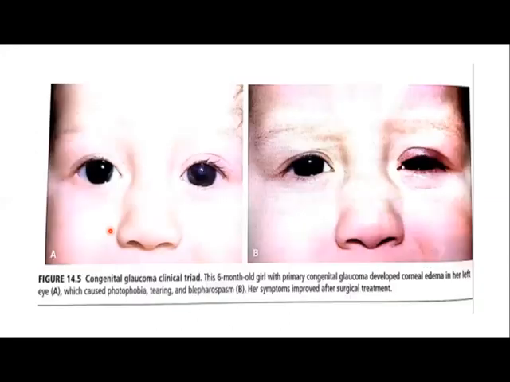Continue. Then the congenital glaucoma clinical triad. This picture shows a 6-month-old girl with primary congenital glaucoma who developed corneal edema in her left eye, which caused photophobia, tearing, and blepharospasm. This picture shows her symptoms improved after surgical treatment.